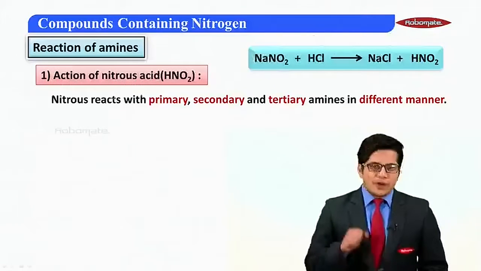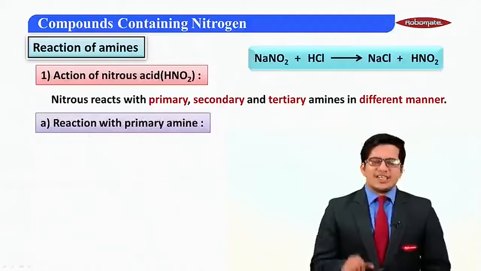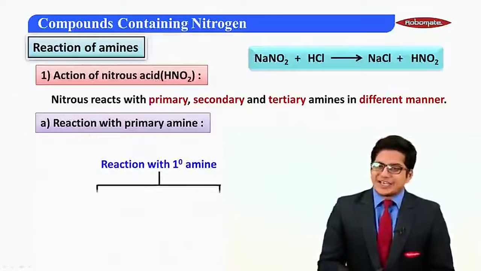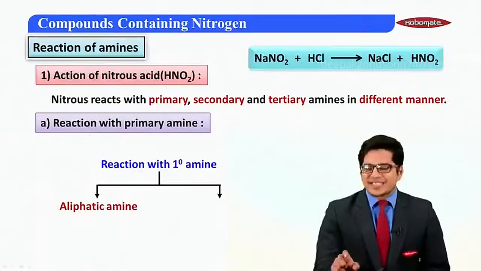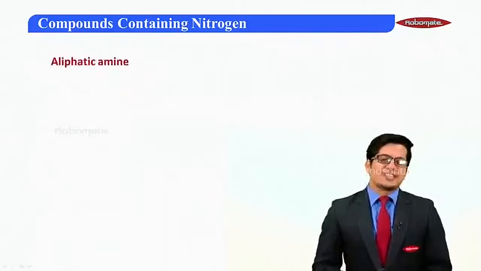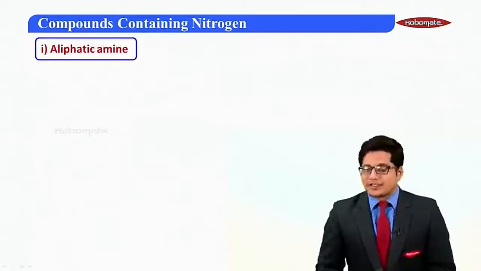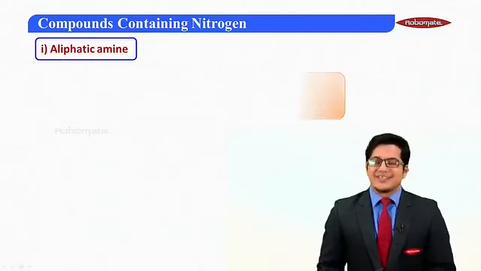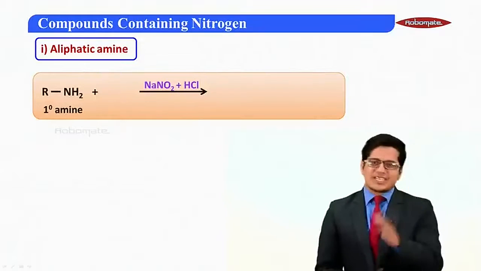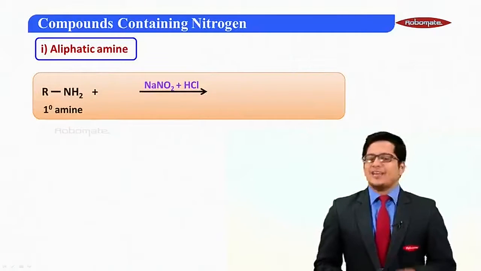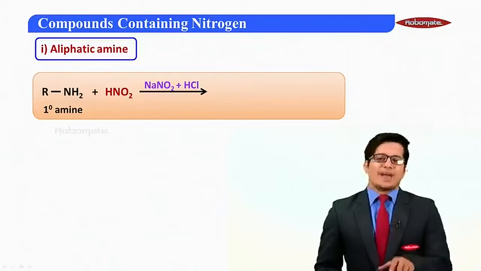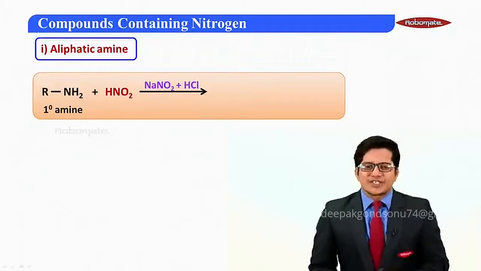Now what we need to know here is the reaction with primary amines. It can be in two ways. Either your primary amine is aliphatic or it is aromatic. Let's start with the first, that is aliphatic amines. Here, we take an aliphatic amine, that is RNH2, and treat it with NaNO2 and HCl. We get firstly HNO2. Now what happens? For this, there is an interesting shortcut.